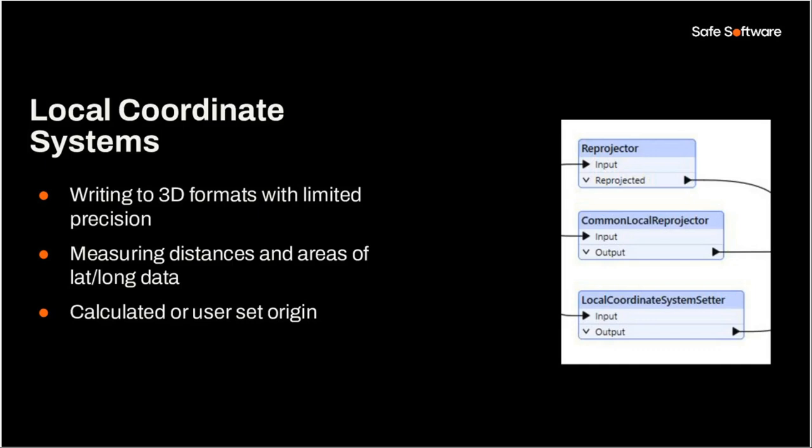The Common Local Reprojector is great if you want all of your features to use the same local coordinate system. Source features must have the same coordinate system, and it finds the bounding box to determine this. The Local Coordinate System Setter is great if you want to control the local coordinate system origin and the units.